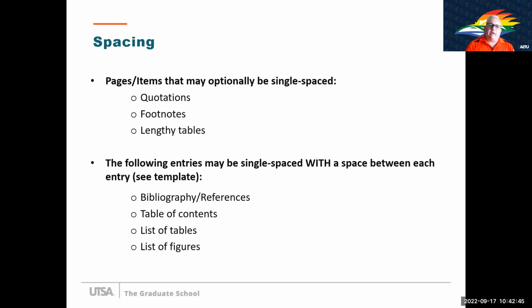Also, with spacing, the areas that may be optionally single spaced are quotations, footnotes, lengthy table descriptions or figure descriptions. The following entries may be single spaced with a space between each entry, and obviously always refer to the template: bibliography, references, table of contents, list of tables, list of figures. But what I always say is, I can provide you all this information, but all this information is included in the template, and if you download the guidelines and FAQs.